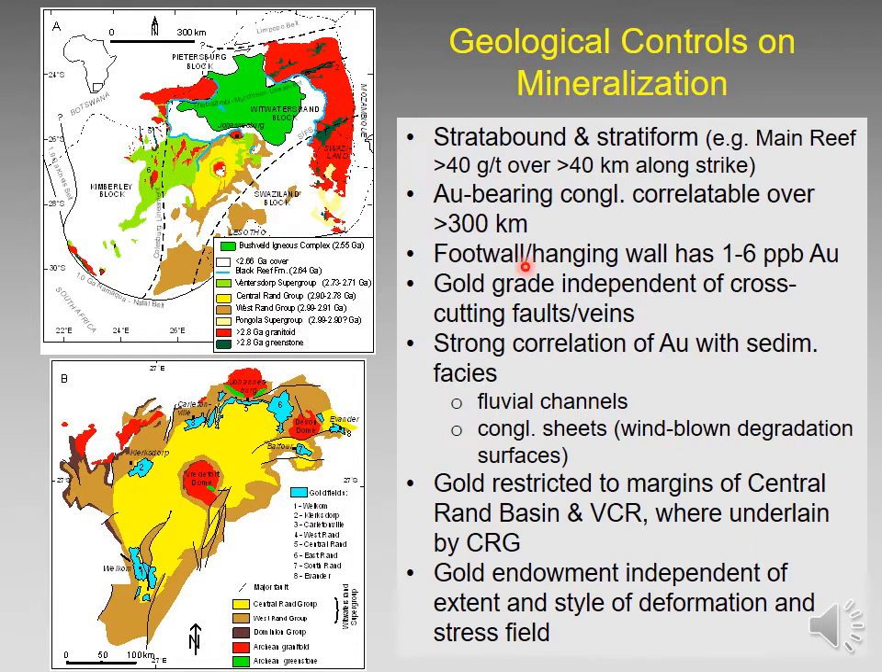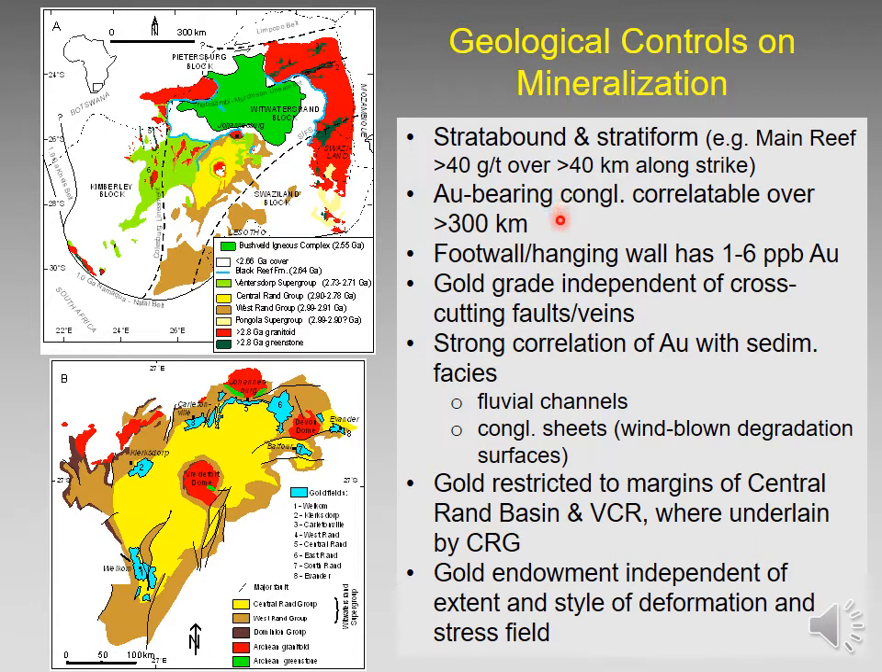So first of all, let's remember that the Witwatersrand gold is strictly controlled by its host rocks. We have very specific host rocks, very specific sedimentary units that host the gold, and these are usually conglomerates. So we have an extreme case of a strata-bound and stratiform style of mineralization. Just as an example, the main reef carrying more than 40 grams per ton of gold could be followed over more than 40 kilometers along strike. So that's a very, very special phenomenon. Some of the gold-bearing conglomerates can be correlated across the Witwatersrand basin over more than 300 kilometers.